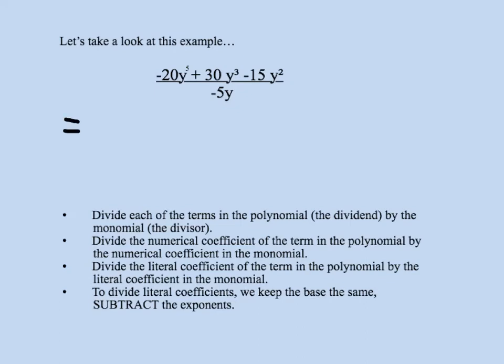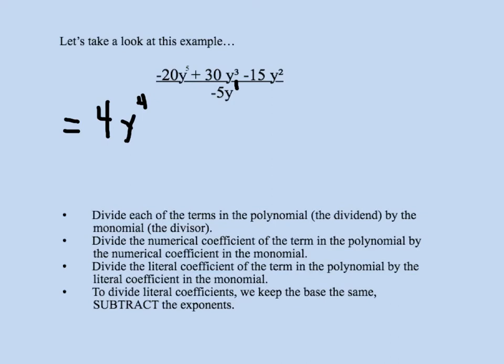So let's start with the first term, negative 20y to the 5 divided by negative 5y. Dividing the numerical coefficients, negative 20 divided by negative 5 gives us a positive 4. Y to the 5 divided by y. Keep your base the same, subtract your exponents. And if you need to, we can write in that there's an assumed 1 for our exponent here. Keep your base the same. 5 subtract 1 means that this would be a 4.